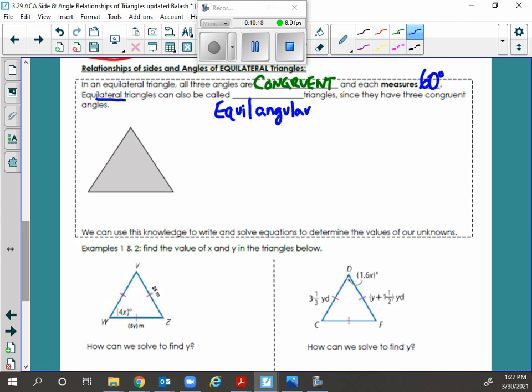So let's take a look. A real mathematician would label this equilateral triangle with these same hash marks on all 3 sides. That tells us that they're the same length. Because of this relationship, look what happens. If this side is the same as this side, and this side is the same as this side, all of these angles are going to also be congruent, the same.